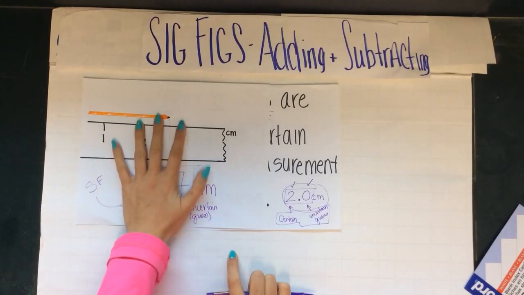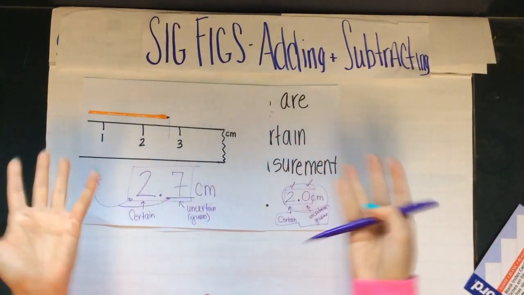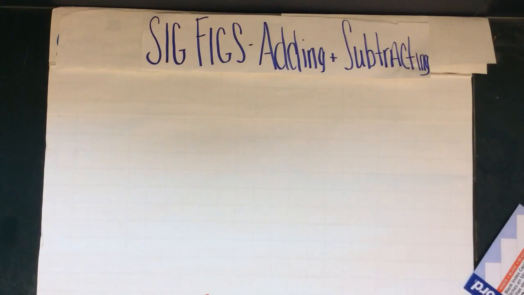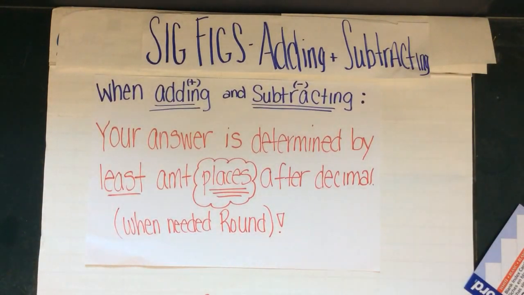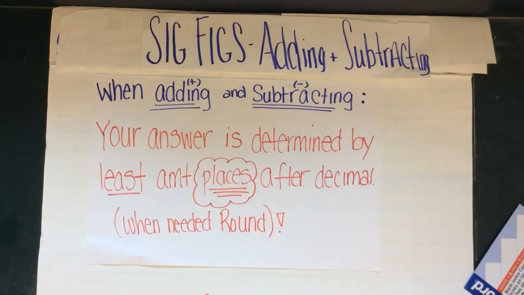Well, this was done with one piece of equipment, and who knows what piece of equipment we use for this. So when we're going to take measurements and add or subtract them from each other, we have to apply a sig fig rule. And this is the rule. So take a second and write down the rule. When adding and subtracting, your answer is determined by the least amount of places after the decimal. And when you need to, you're going to round. Okay? So go ahead and write that down.